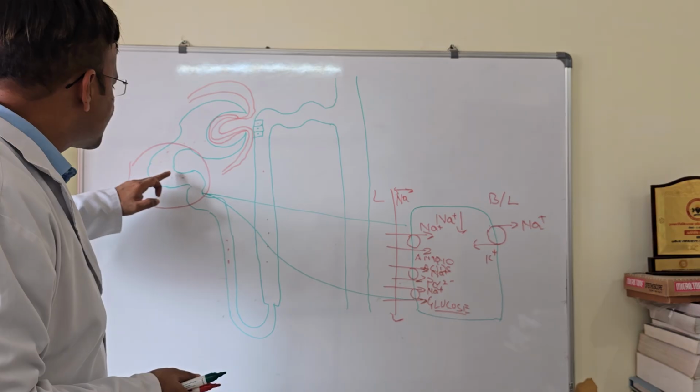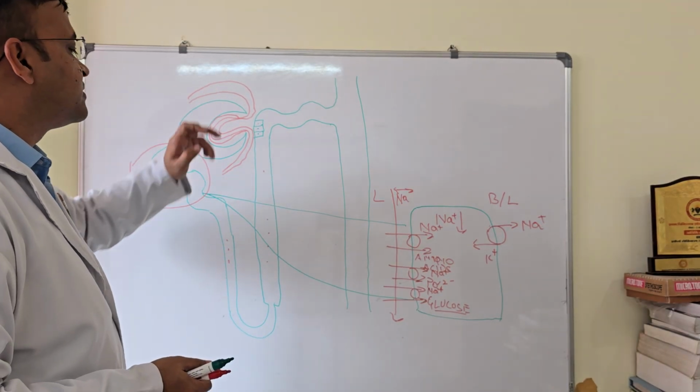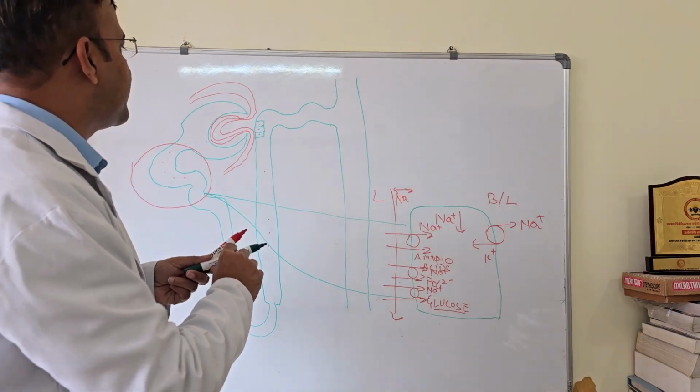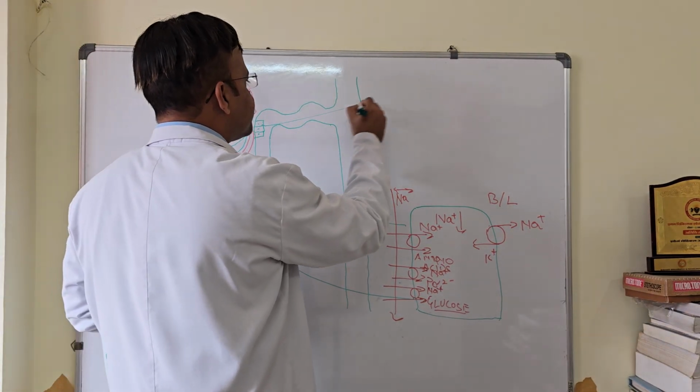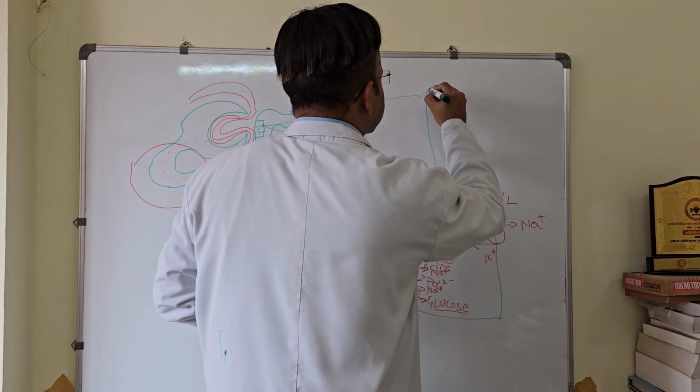That means we have got less sodium ion over here, less sodium ion over here, and less sodium ion enters the macula densa. Now let's see what is happening inside the macula densa. Let's magnify this thing. What is happening inside the macula densa?